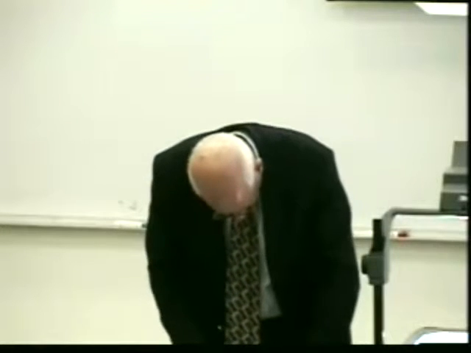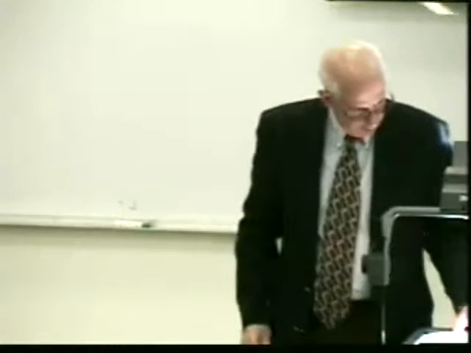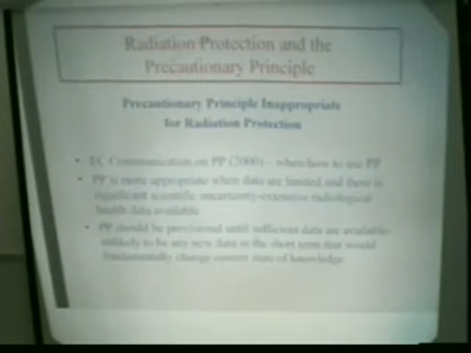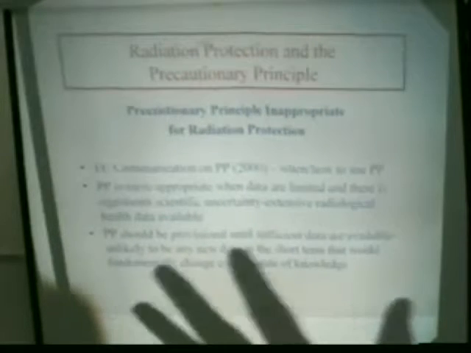Now let me get to the meat of my talk, which won't take long, but I do want to get to this. My thesis is that the precautionary principle is inappropriate in radiation protection. I'm not arguing that the precautionary principle is not useful in other controls of toxins in the environment or in public health. But when it comes to radiation protection, I think it's clear that radiation protection is not something which is amenable to the precautionary principle.